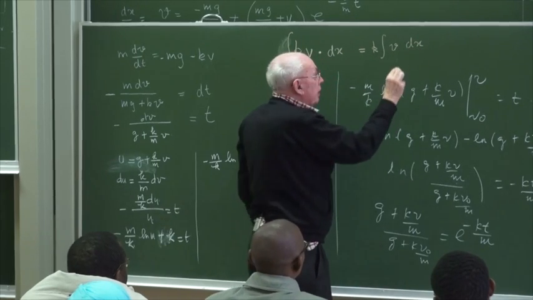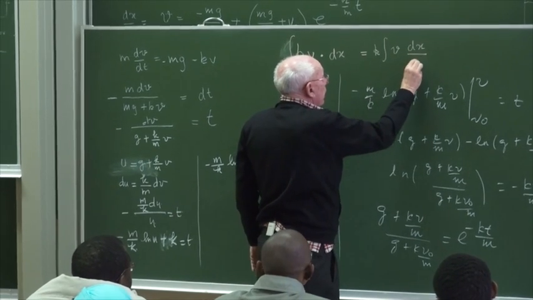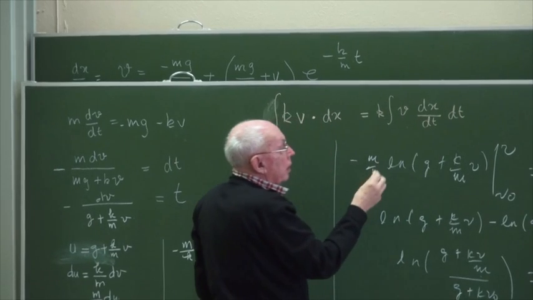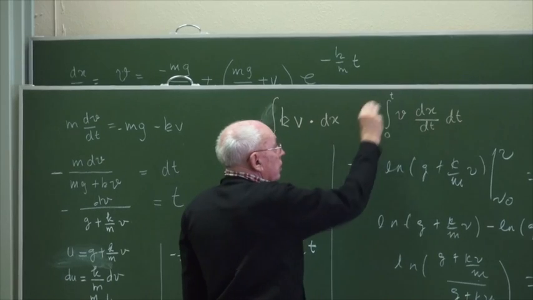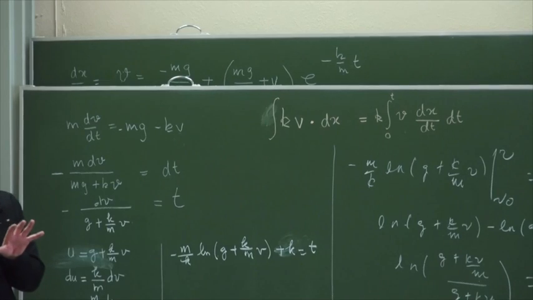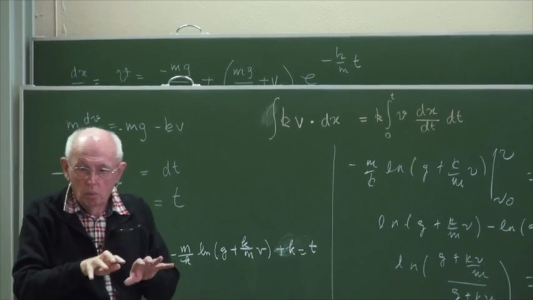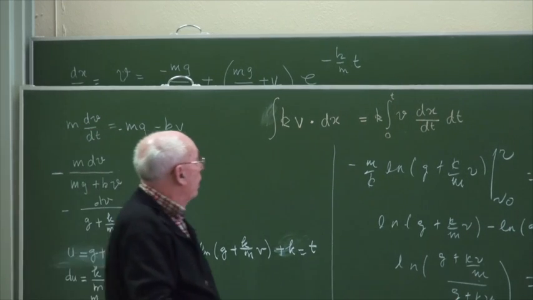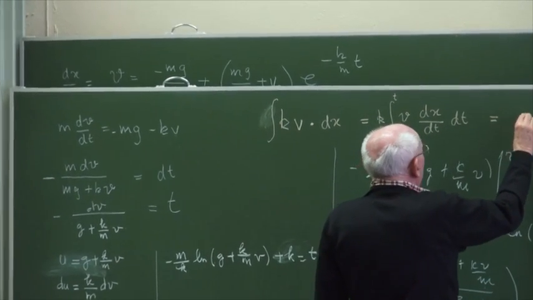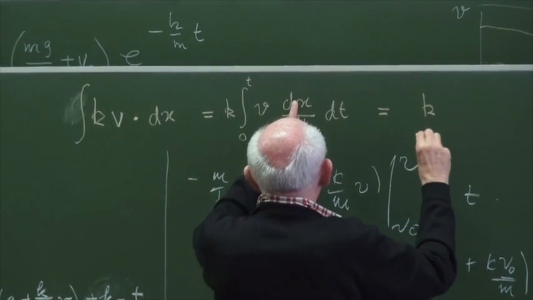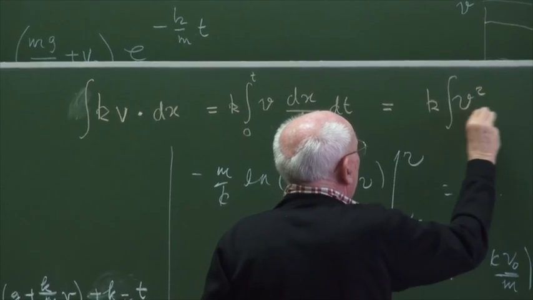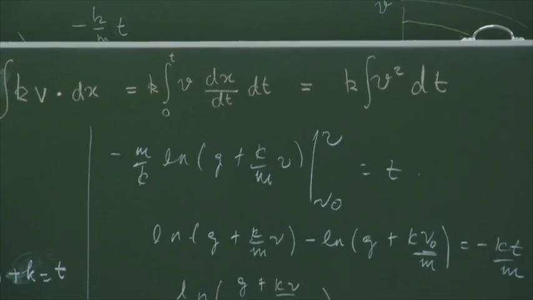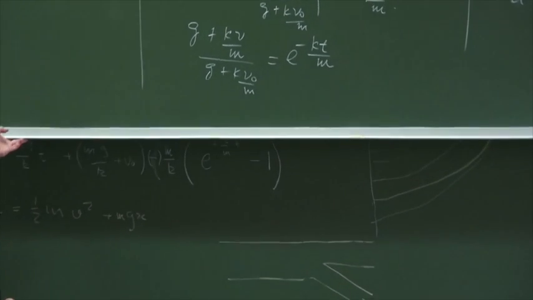dx. x is a function of t, so I can differentiate that with respect to t, and so I can integrate this from 0 to t. So this is the amount of work which the seagulls are doing on the air. And if I calculate this, then I get k times, this is v again, v squared dt. And I won't do this now because it's straightforward and messy.